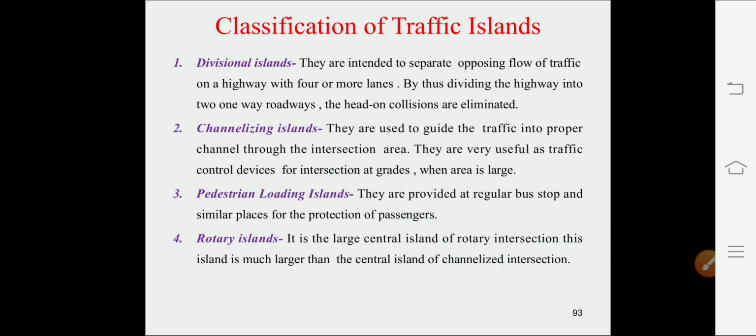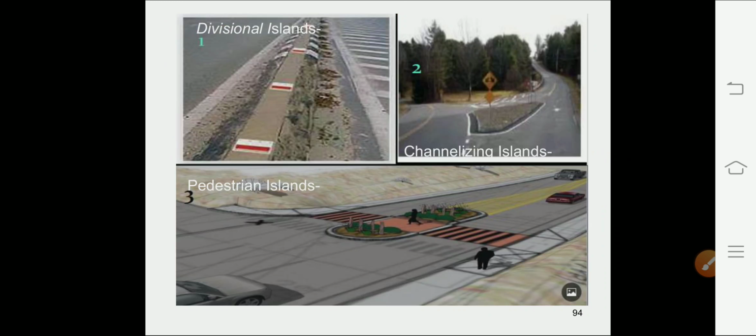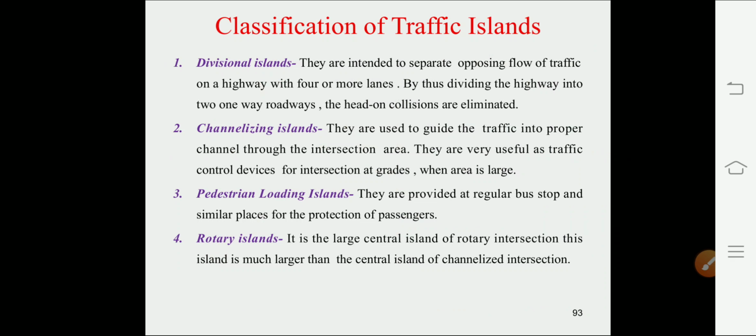They are intended to separate opposing flow of traffic on a highway with four or less lanes. By dividing the highway into one-way roadways, the head-on collisions are limited. So see the first figure. These are nothing but the divisional island.